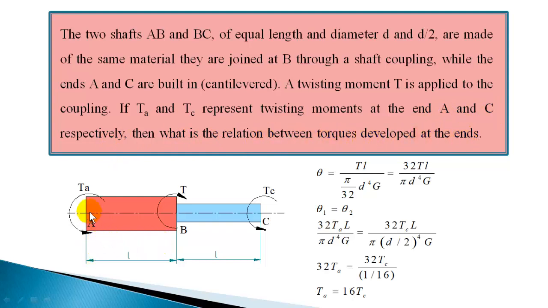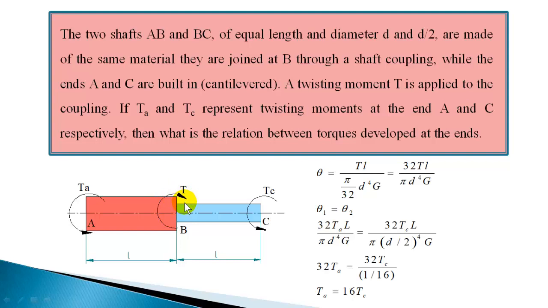So the two shafts AB and BC, they are of diameters D and D by 2 and of same length and same material. Now this is a junction where they are connected. These two shafts are connected by a coupling. So I have shown it as a junction. So there is a coupling here to transmit the torque.